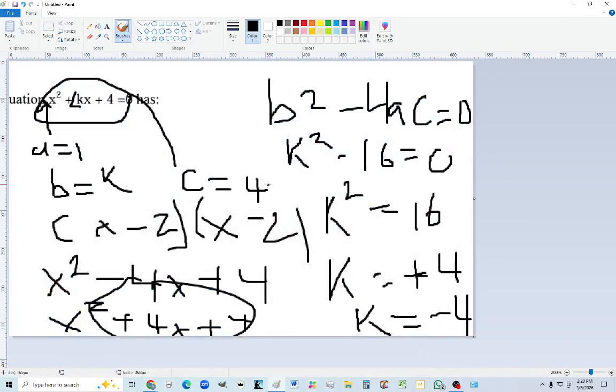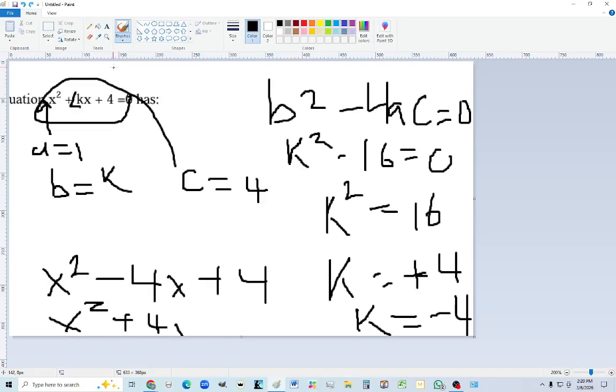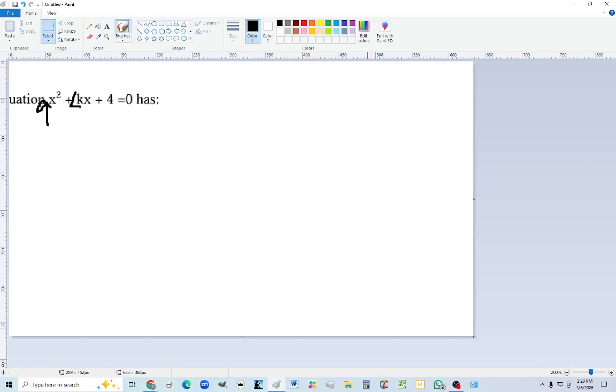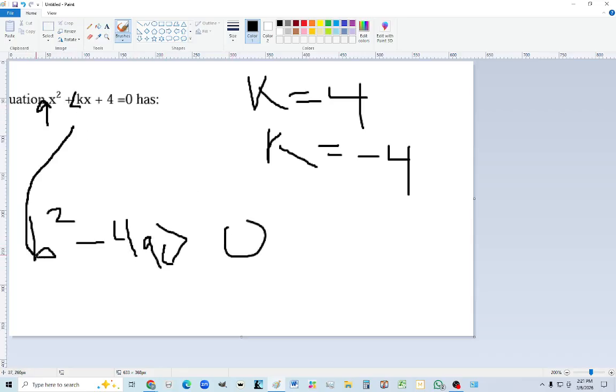But how do we solve that? We have two possible answers here. Well, let's just bring back everything. The two possible answers so far, that it's going to have two equal roots when k is 4 and when k is minus 4. When does it have two roots that are not equal, i.e. when the discriminant is bigger than 0? Keep in mind our b here is k again, our a is 1, and our c is 4. So we still have this situation.